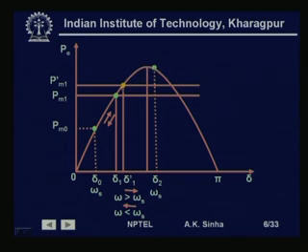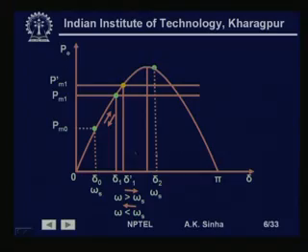And so, what we are going to get is a sustained oscillation between these 2 points. In an actual system, we know that since there is going to be damping, these oscillations will be damped out, and after some time the system will start operating at this point.